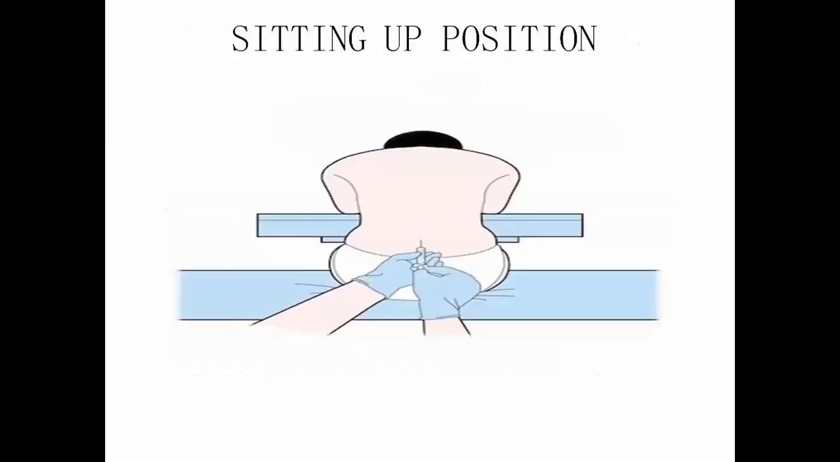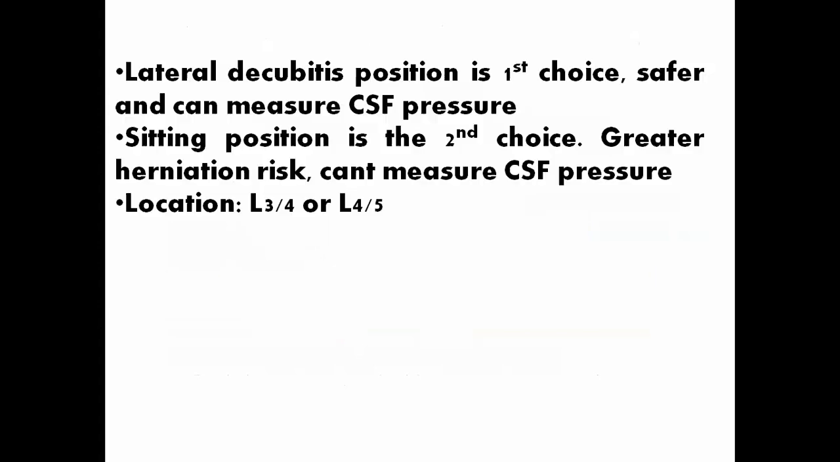So coming to the sitting up position, the patient has to sit up and take support from a cardiac table. The placement should be between L3 and L4, or between L4 and L5. Lateral decubitus position is the first choice. It is safer and we can measure CSF pressure from this.